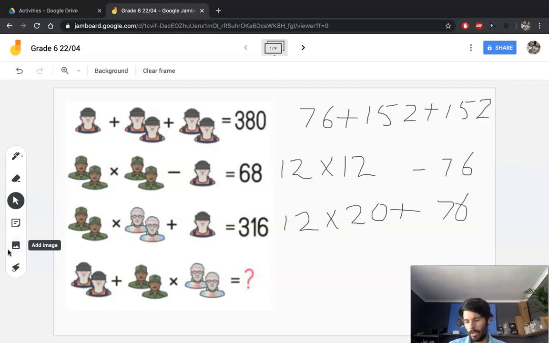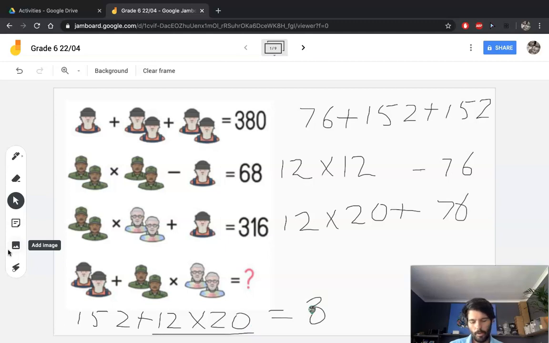And then we know that these guys are 152 together. We know that the soldiers are 12, and we know that the hippie is 20. If we go 12 multiplied by 20 first, because that's your order of operations, multiply before addition, and we add the 152, we get 392. Okay, so yeah, the numbers are getting bigger, which is great.